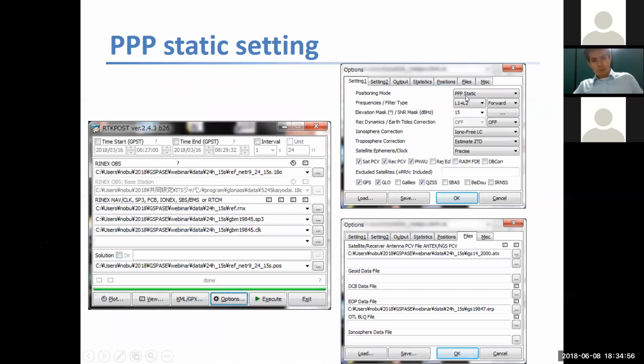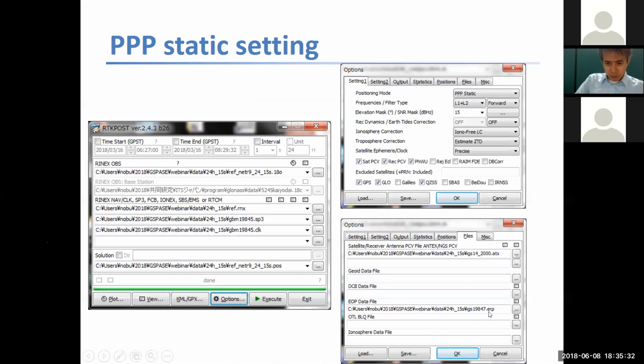And setting 1: PPP static, dual frequency, mask angle 15 degrees, and GPS, GLONASS, QZSS we set, because RTKLIB might not work with BeiDou or Galileo. I am not sure. Yeah, I will check later. So the files are important. You have to set up at least the satellite antenna PCV file. So I use IGS14_2000.ATX. This was updated maybe last month.